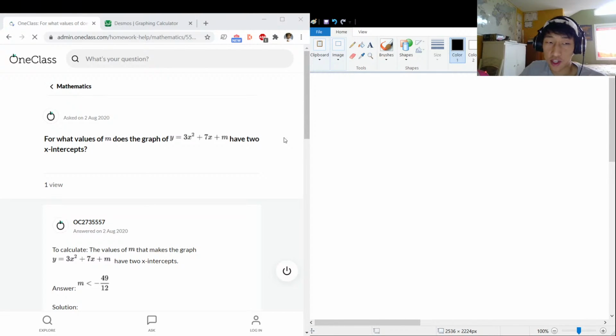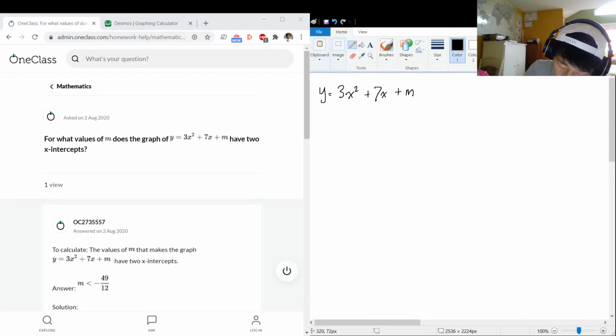Okay, so our next question is, for what values of m does the graph of this function here, y equals 3x squared plus 7x plus m, have 2 x intercepts? Okay, so let's write out that equation. y equals 3x squared plus 7x plus m. And we want to know what is m so that there are 2 x intercepts.